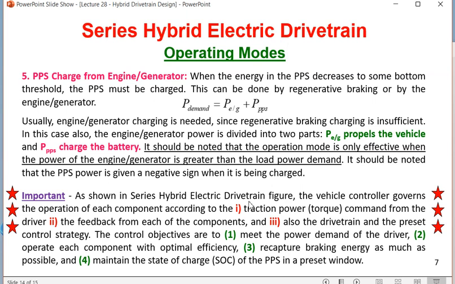The control strategy objectives are, so what are the control objectives? Number 1, meet the power demand of the driver.